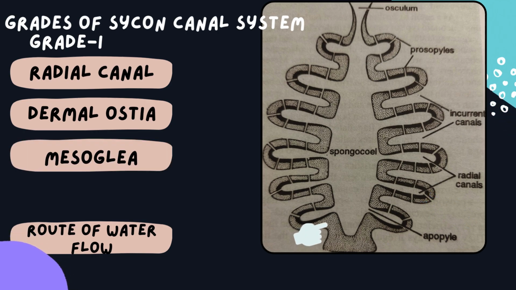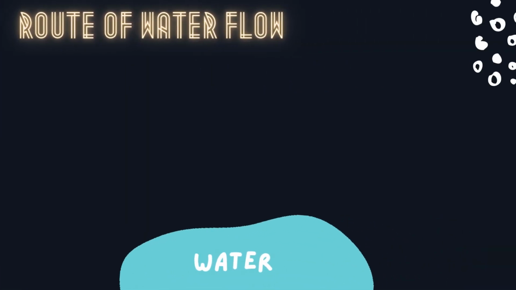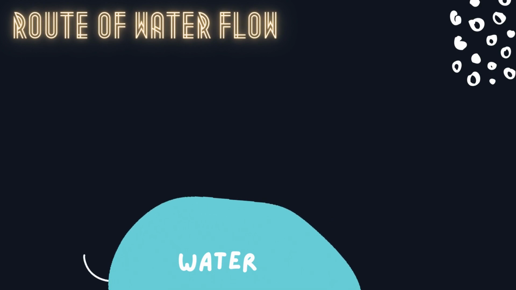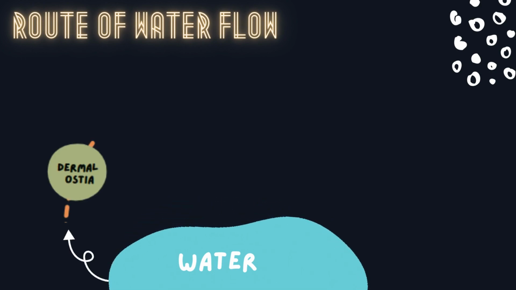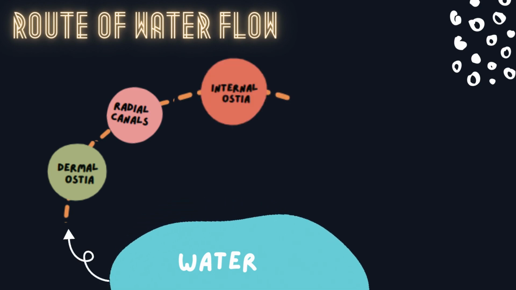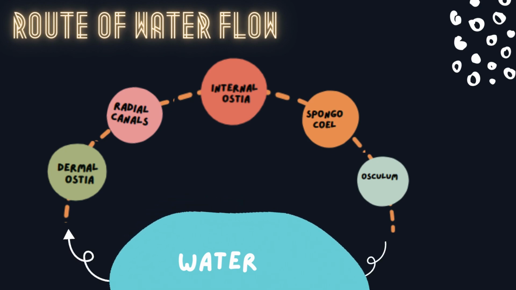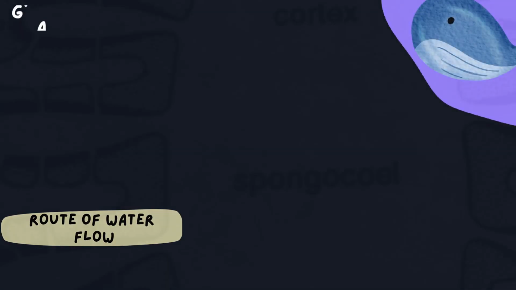There are a number of excurrent canals in grade 1. Their mesoglea is of uniform thickness, so it does not form dermal or gastral cortex. Their spongocoel is reduced and narrow. The route of water flow is: water comes in through the dermal ostia, then enters the radial canal, then the internal ostia, then the spongocoel, then the osculum. After that it goes outside.